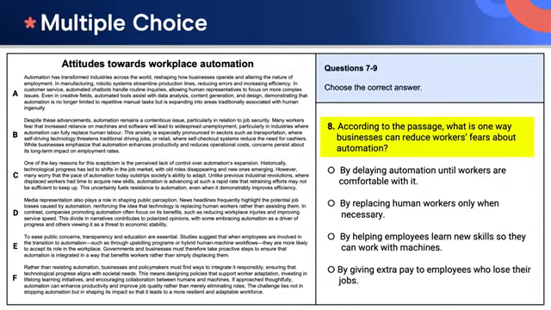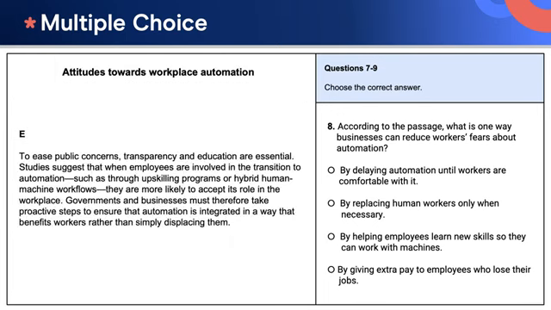Question 8 asks, according to the passage, what is one way businesses can reduce workers' fears about automation? The key words here are businesses, reduce, and workers' fears. The answer options list 4 ways this might happen. This question focuses on businesses and workers, and that information appears in paragraph E. Let's go through the options to eliminate the incorrect ones and confirm the correct answer.